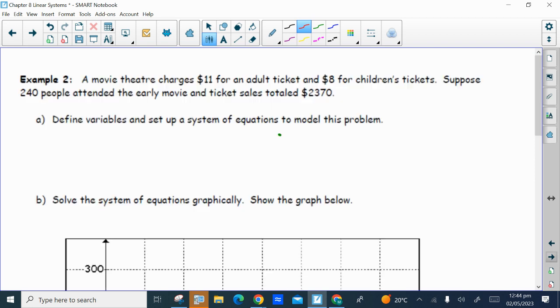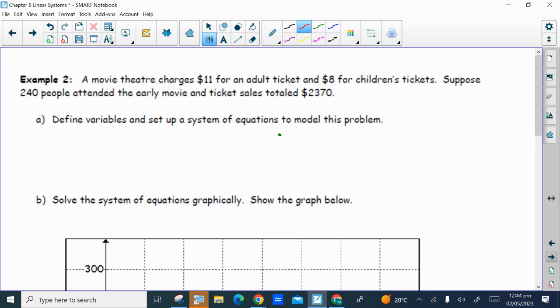So looking at the next one. A movie theater charges $11 for adult tickets, $8 for children's tickets. Suppose 240 people attended the early movie and ticket sales totaled $2,370. Define variables and set up a system of equations to model this problem. So what we're trying to find out here is how many adults and how many children attended.